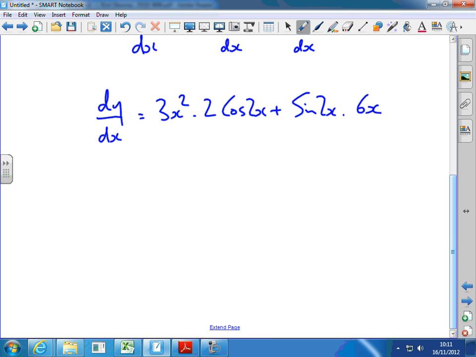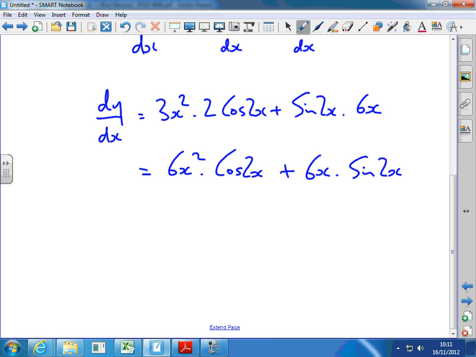However, we wouldn't leave it like this, because I can tidy it up. If we look at the first part, 3 times 2 gives me 6 straight away, so I can call that 6x squared times the cos of 2x. We tend to write trigonometric functions at the end if possible, plus the next bit is 6x times sine 2x. So that's tidied it up a bit.